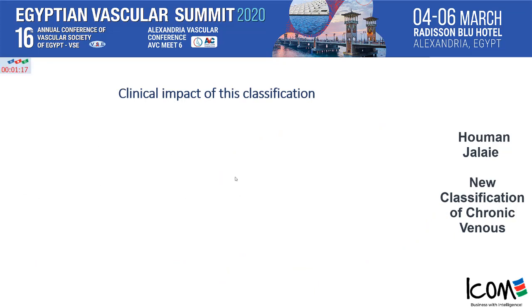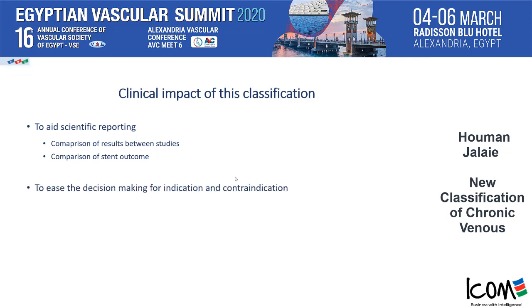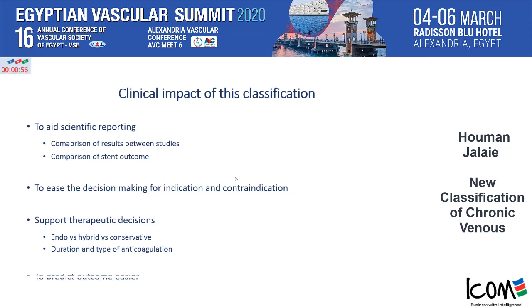So the clinical impact of this classification is to aid scientific reporting, comparison of results between studies, comparison of stent outcomes, to ease the decision-making for indication or contraindication, and support the therapeutic decision: endo, hybrid, conservative, and probably duration and type of anticoagulation, and to predict outcome easier while we are talking to our patients.